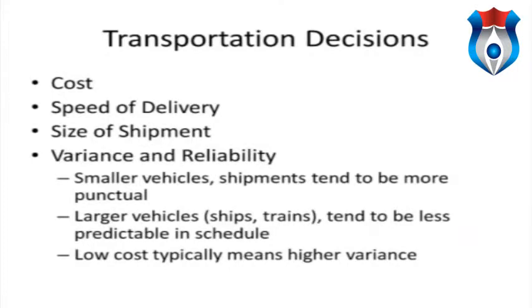Choice of transportation mode concerns many factors: the cost of the movement, the speed of delivery, and whether or not the transportation mode is suitable for the volume of freight. However, the greatest factor from a supply chain perspective is the reliability of the mode. That is, how much variance is there in the delivery schedule? Generally, larger freight shipments tend to be less predictable, and vice versa. Low-cost transportation also typically implies less predictable, more variable delivery schedules.